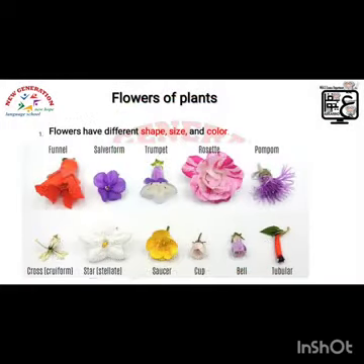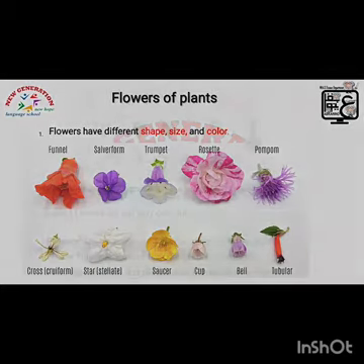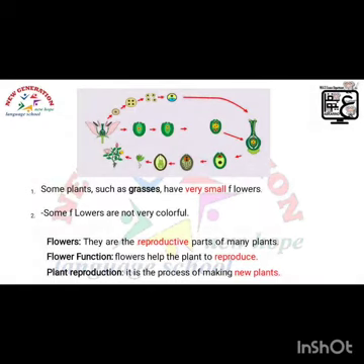Flowers of plants. Flowers have different shapes, sizes, and colors. Some plants, such as grasses, have very small flowers. Some flowers are not very colorful. Flowers are the reproductive parts of many plants. Flower function. Flowers help the plant to reproduce. Plant reproduction is the process of making new plants.